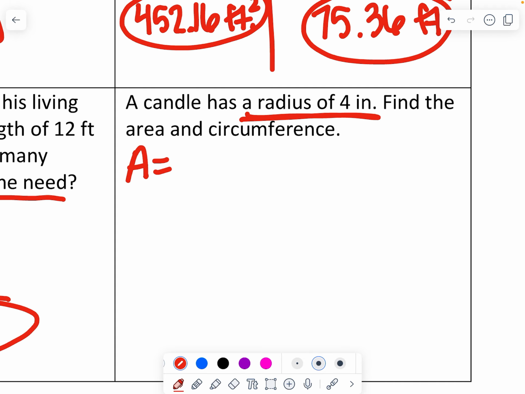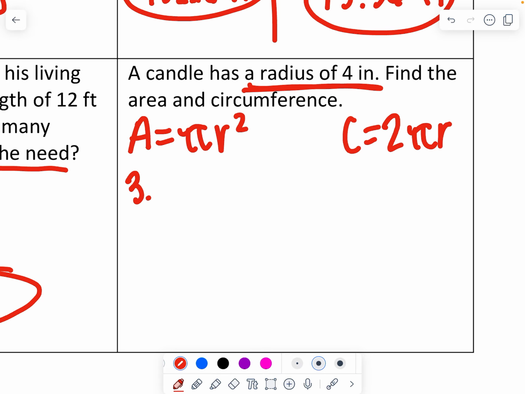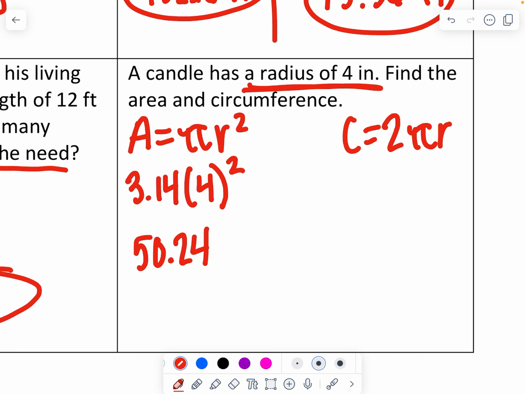So we have A equals pi r squared, and then we have C equals 2 times pi times r. So pi is 3.14. And our radius is 4, and we have to square it. So in your calculator, you would do 3.14 times 4 squared. And you would get 50.24 inches squared.